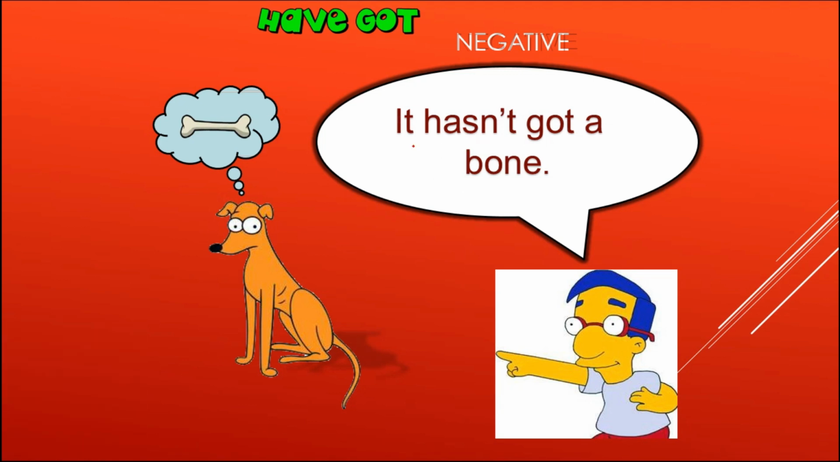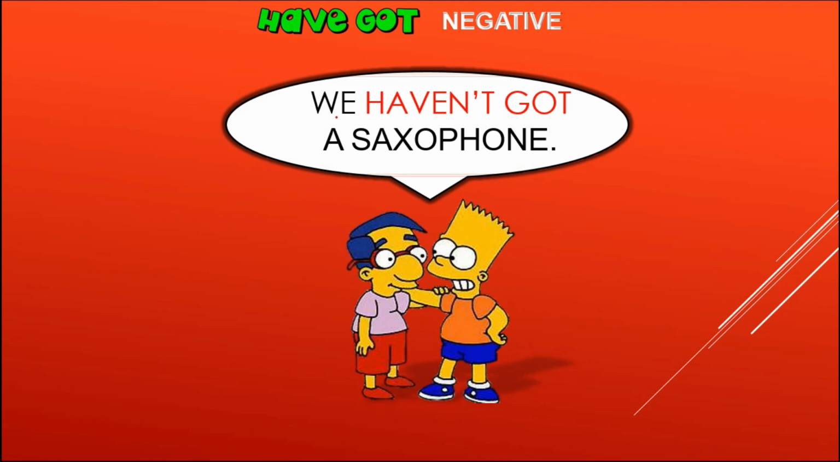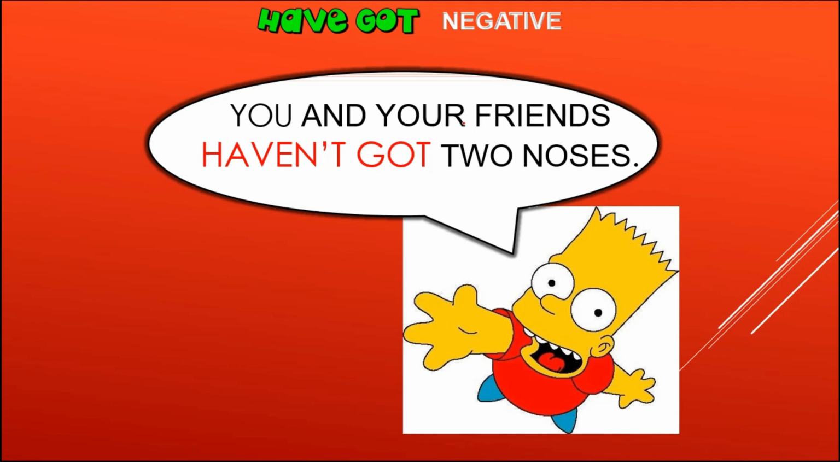I use a pen to draw for you. So here, has got, right? Next. We haven't got here. We haven't got. So it is from the words have not to haven't got in the short form. Haven't got a saxophone. So here we have a plural subject. So we haven't got. Another haven't got in negative is the same. You and your friend here, you and your friend, the plural subject, use haven't got. Haven't got two noses.